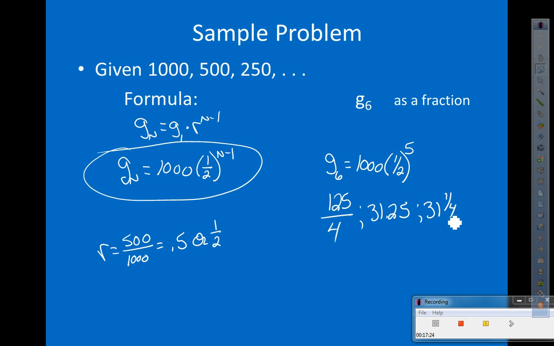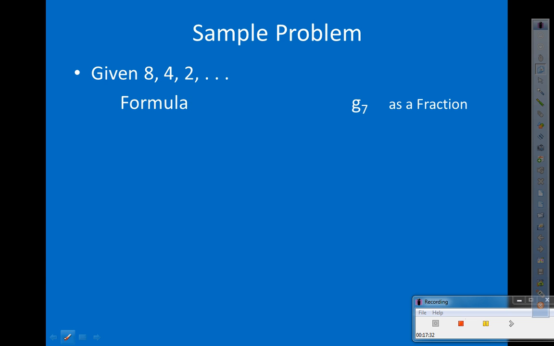31 1/4. All of those are equivalent answers. But formula, answer. Another one that looks just like it. My formula, G sub n equal my G sub 1, which happens to be 8. If you can't see your R value, R equal 4 over 8, which is again 1/2. So there's my R value, guys, to the n minus 1. There's my formula.